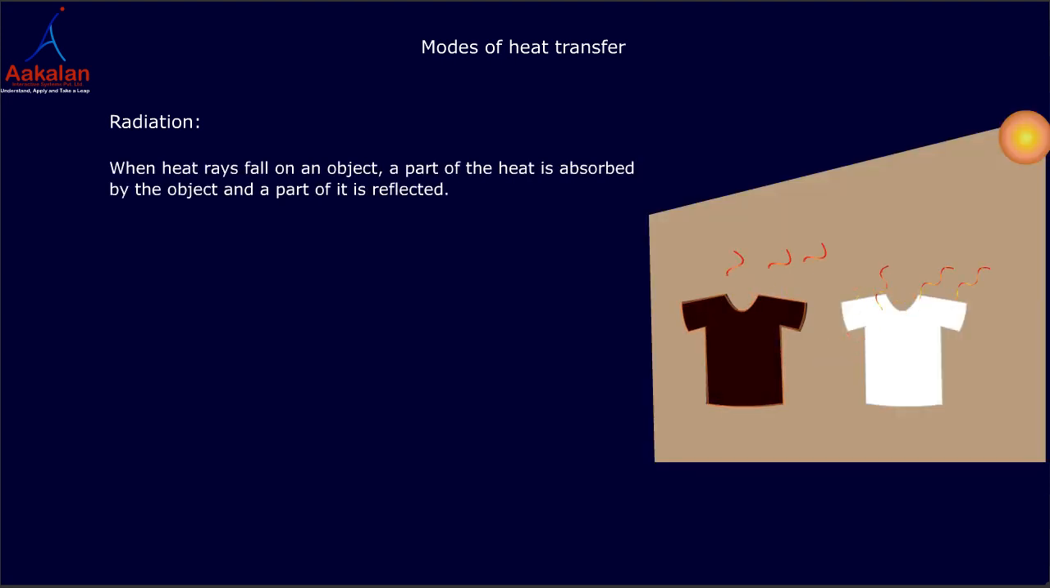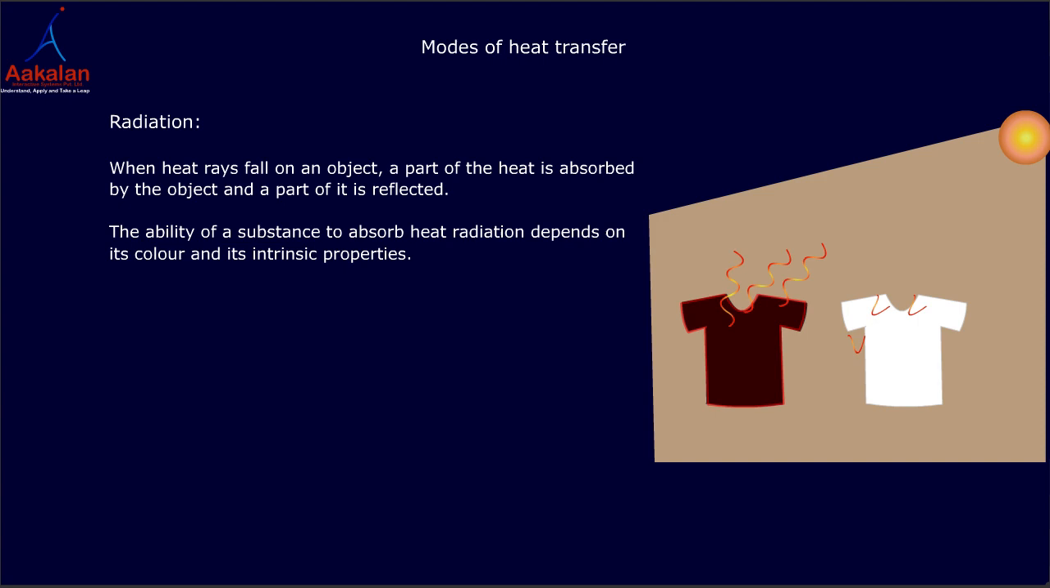When heat rays fall on an object, a part of the heat is absorbed by the object and a part of it is reflected. The ability of a substance to absorb heat radiation depends on its color and its intrinsic properties.